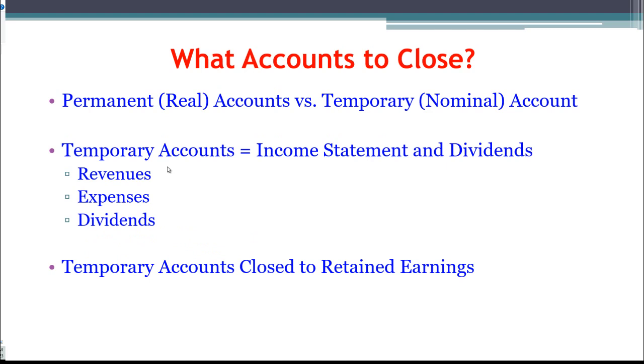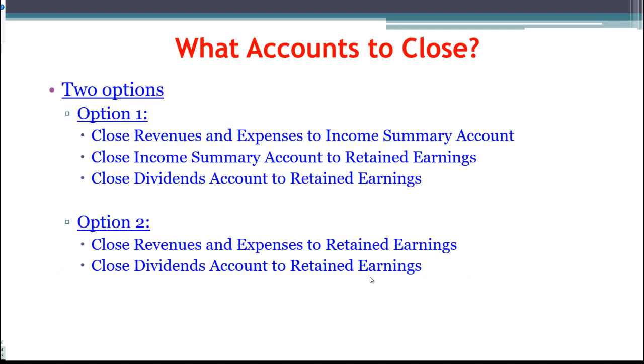The temporary accounts are all of our income statement accounts like revenues and expenses, and as I just mentioned, the dividends. The goal of our closing entries is to close all of those temporary accounts out to retained earnings, leaving the temporary accounts with a zero balance, and the amounts have carried forward to a permanent account in retained earnings. So we have a couple of different options for how we can do this.